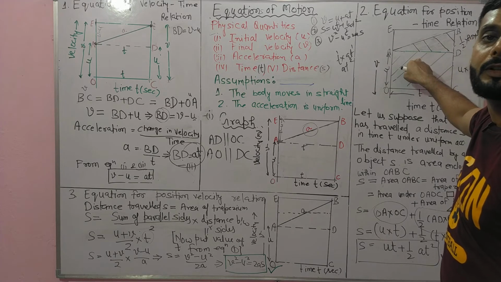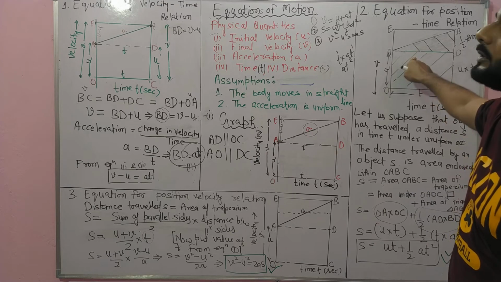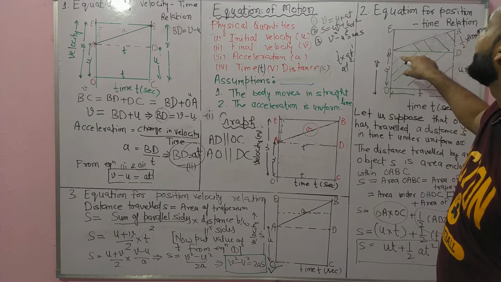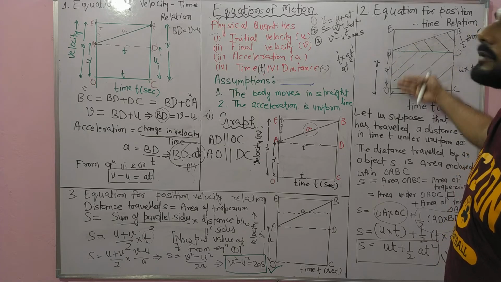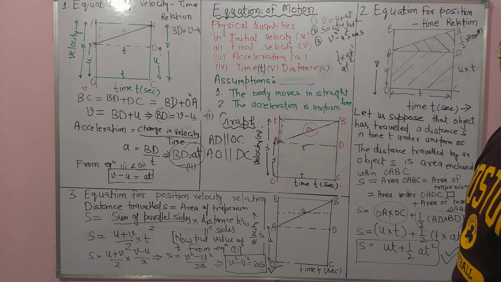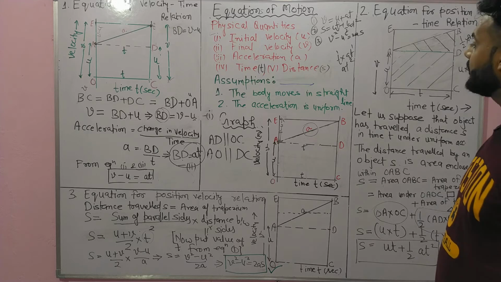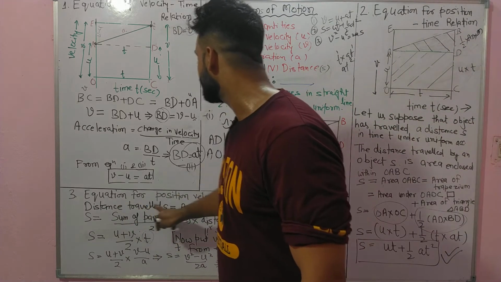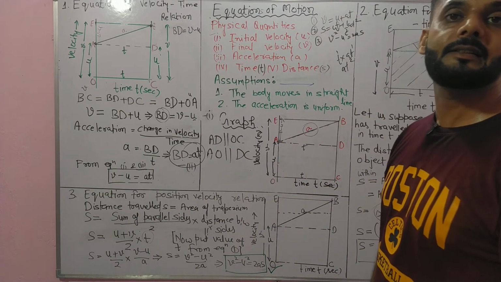We proved it with the help of the velocity time graph, which shows that the area under the velocity time graph gives us the distance. Okay, now we will come to the third equation. The third equation is the equation for the position velocity relation.